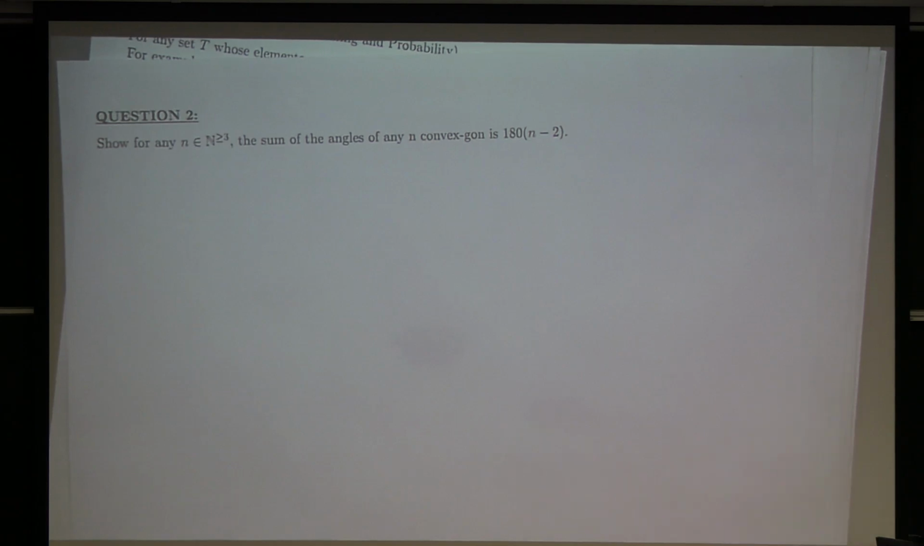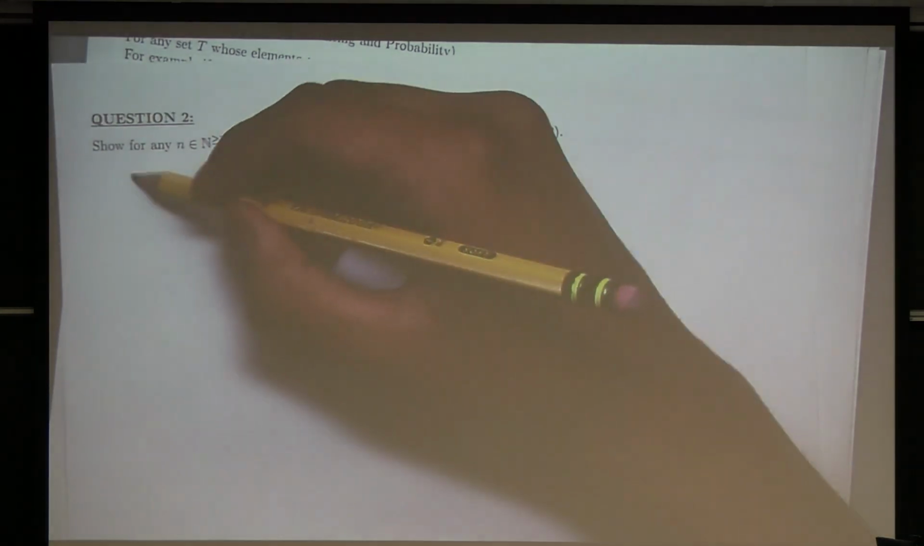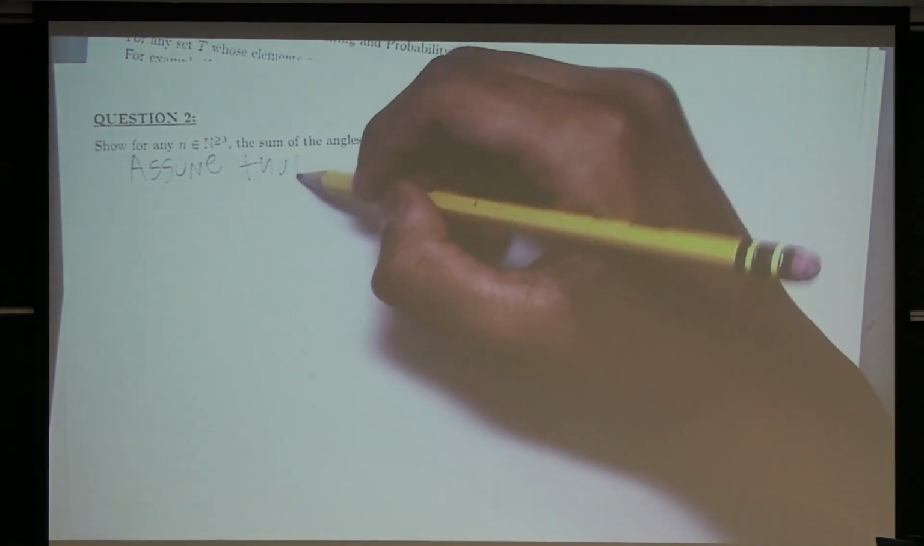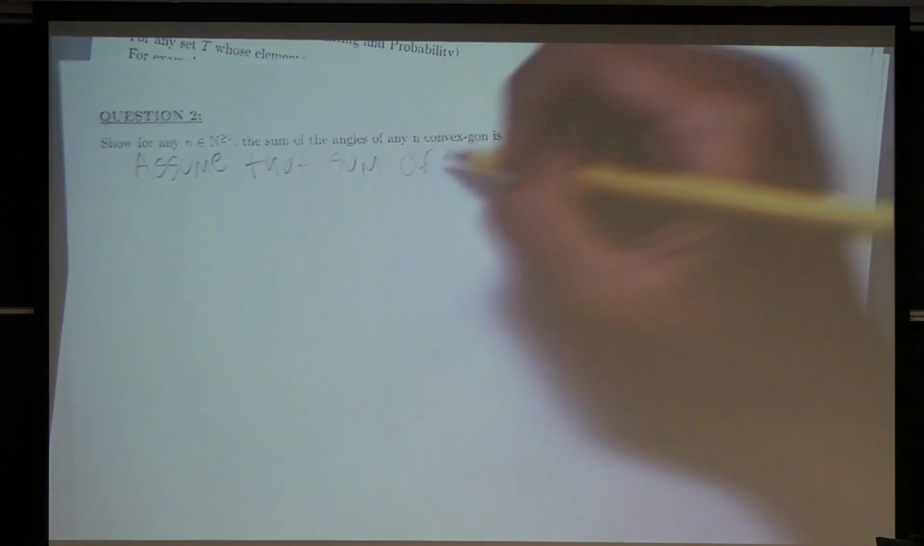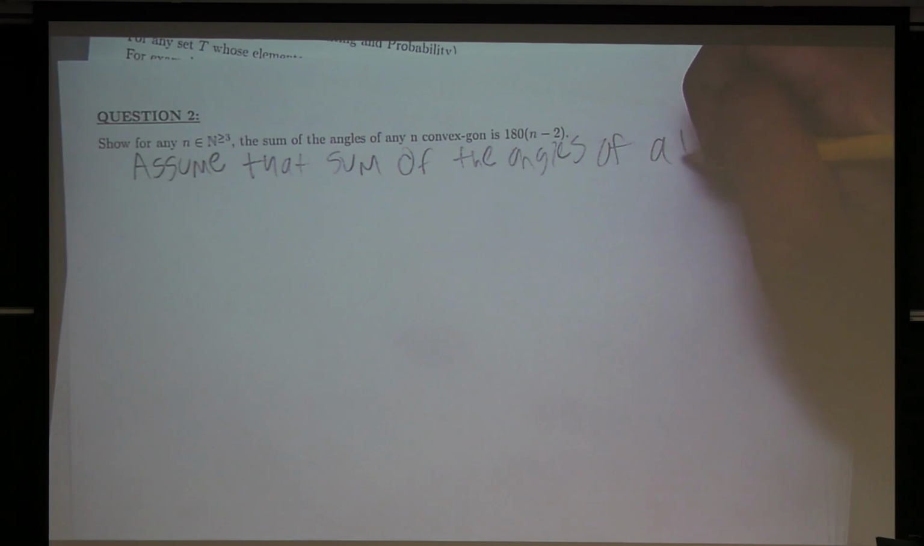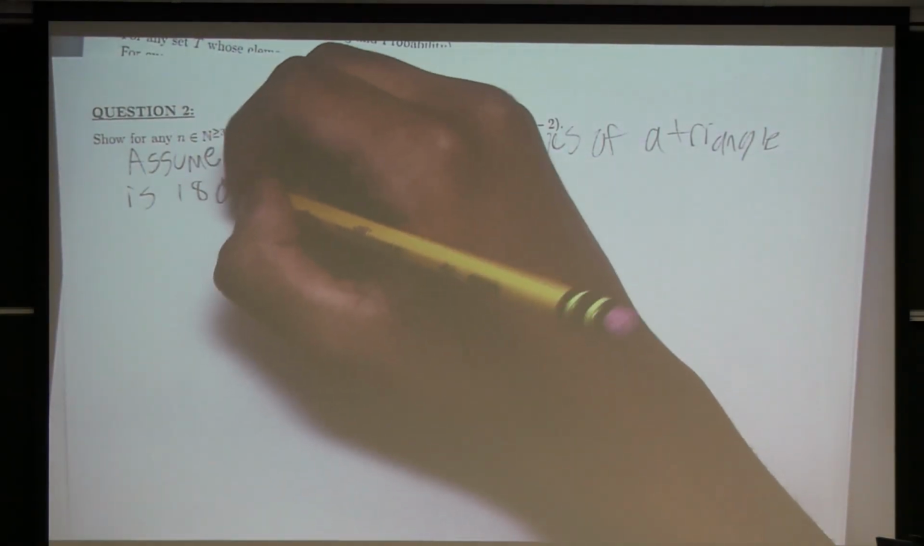So I'll just take this up immediately. I should have mentioned something in this problem. I'm going to let you guys assume that the sum of the angles of a triangle is 180 degrees.